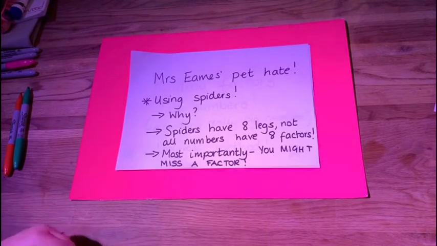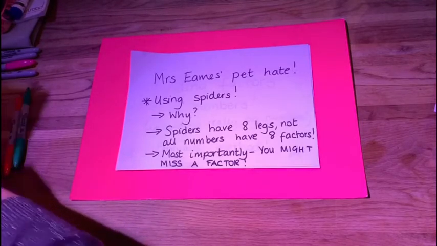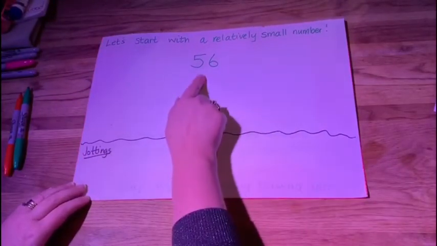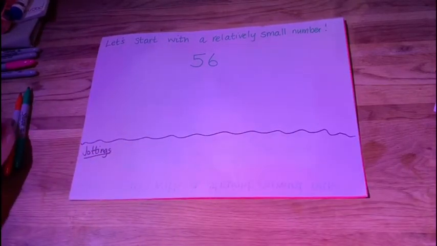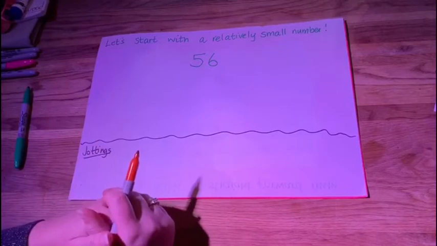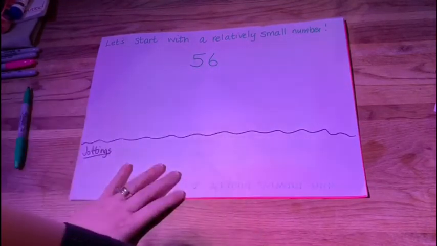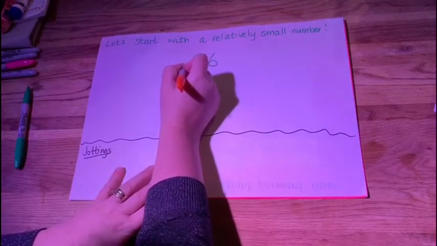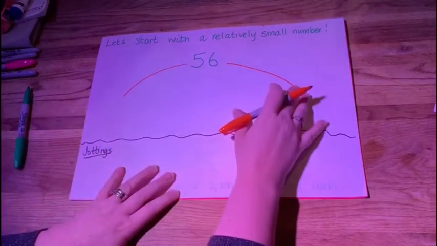So I'm going to show you the method that we use that makes sure that we don't miss out any factors. I'm going to show you with a relatively small number, one that comes in our times tables quite often, so we know it a lot. Right, so the first thing I'm going to tell you about is the umbrella method. 56 is the number that we want to find the factors for. So the very first thing I'm going to do is draw a line that comes down on the left and a line that comes down on the right, like an umbrella.